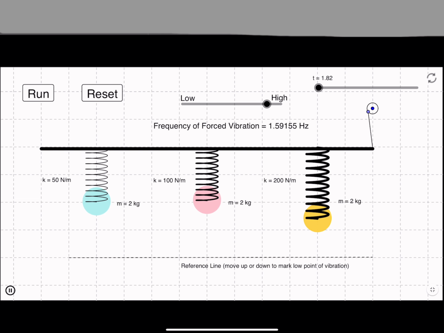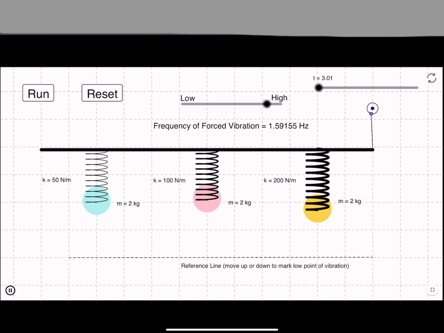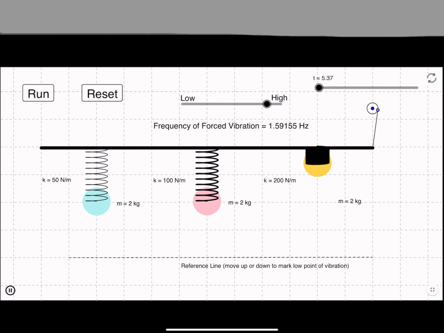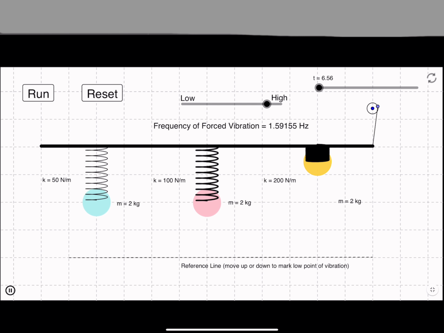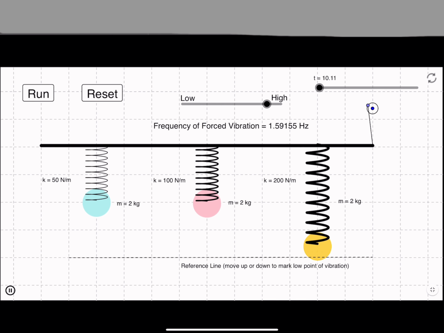And what you will observe this time is that the yellow ball is vibrating with the maximum amplitude. Again, please remember that all these three balls are getting the same frequency because they are attached to the same rod. The rod is vibrating with 1.59, but as 1.59 is the forced frequency, which is equal to the natural frequency this time of the yellow ball, the yellow bob is oscillating with the maximum amplitude, and you can say that the yellow ball is resonating this time. So this is very, very important.